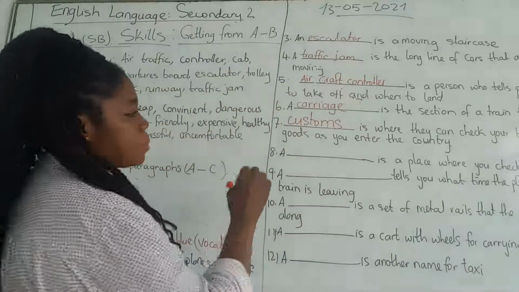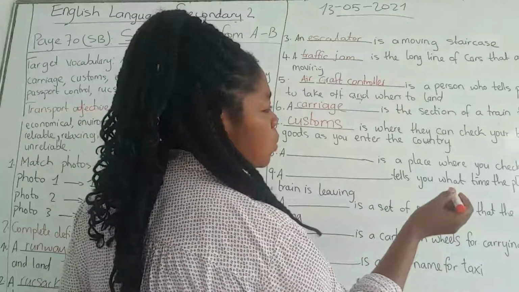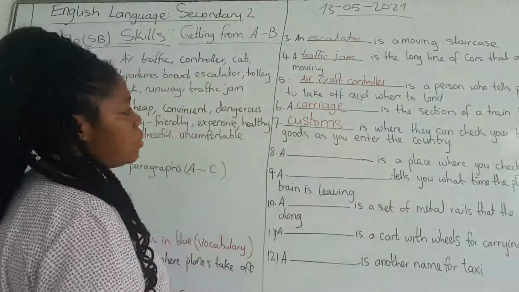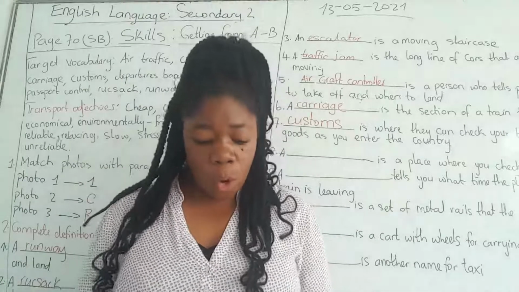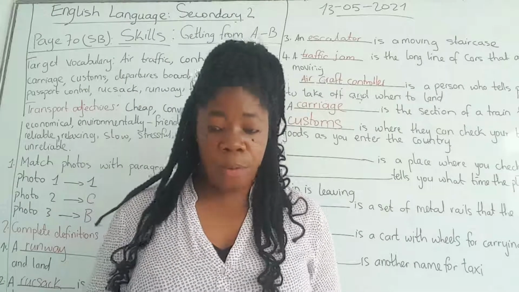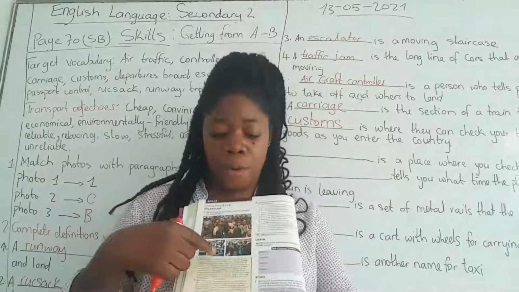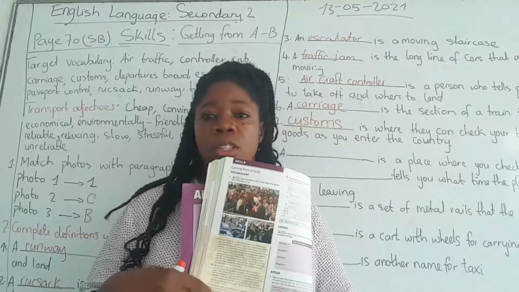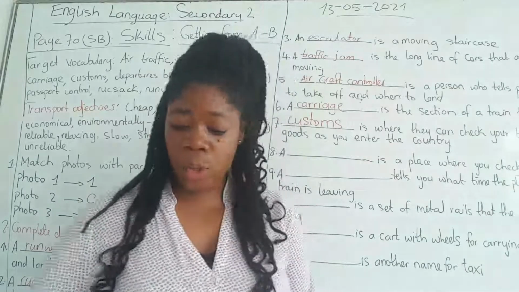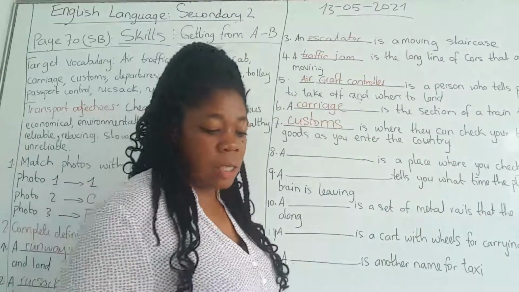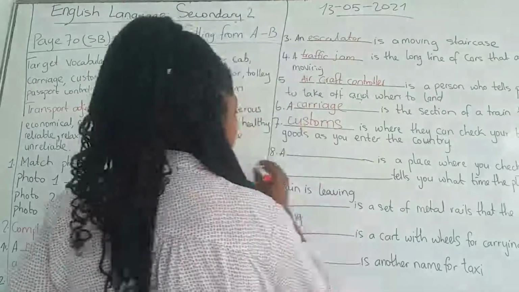Number 8, a dash is a place where you check your travel. Where do you check your travel when you arrive at the airport? All these words are coming from the text we've just read. So we check our travel at the passport control.